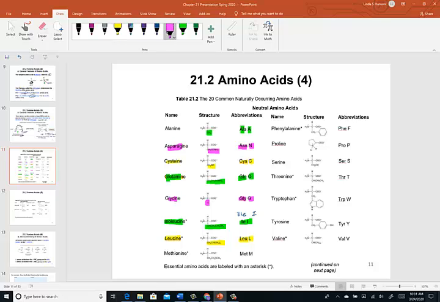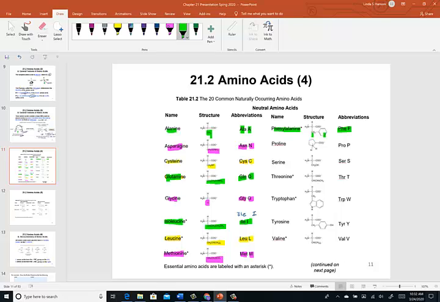Methionine. Methionine. I hear a sulfur in there. Methionine, CH2, CH2, S, CH3. MET, capital M. Let me say this word with you. Phenylalanine. Hear this alanine? Now this is phenylalanine. You can see alanine had just a methyl group. Phenylalanine has the methyl and a phenyl. Its abbreviations, PHE, and then an F. Now that's fun, F for phenyl.